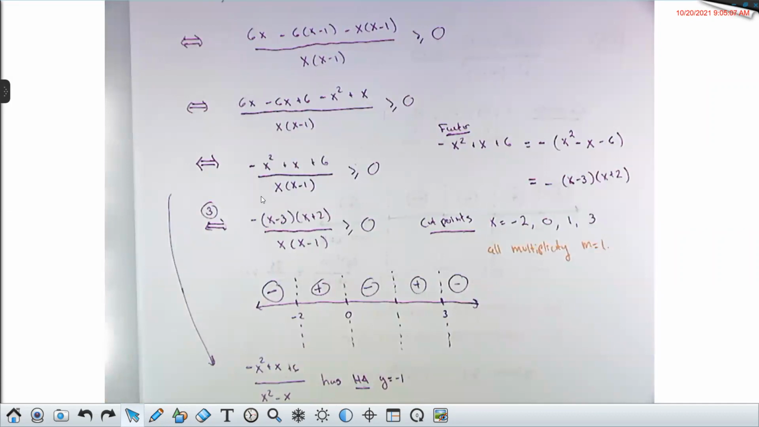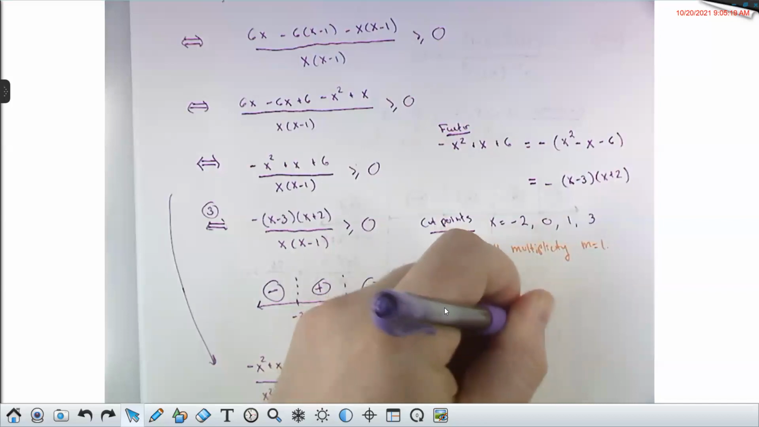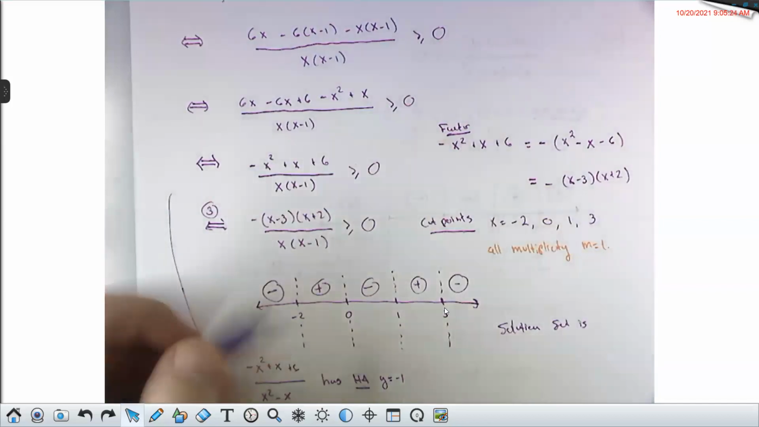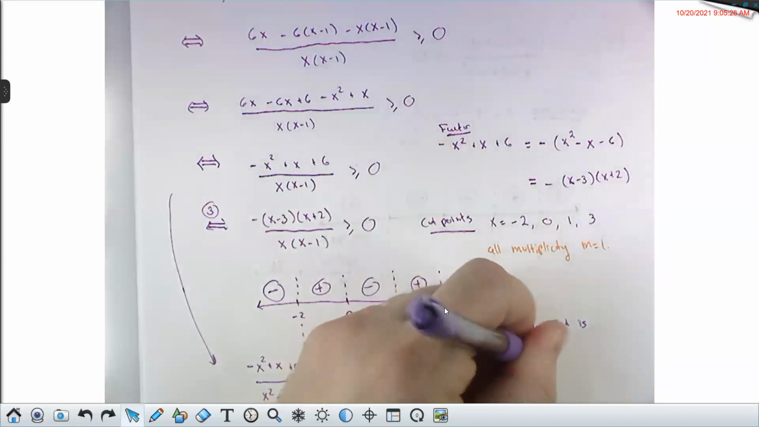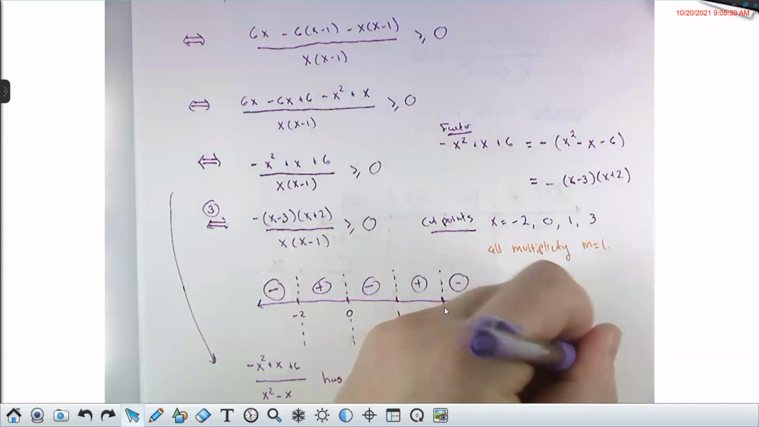Now I'm trying to figure out where this thing is greater than or equal to 0. So I'm looking for the regions where we're positive, from -2 to 0, and from 1 to 3. So the solution set is -2 to 0, union with 1 to 3.